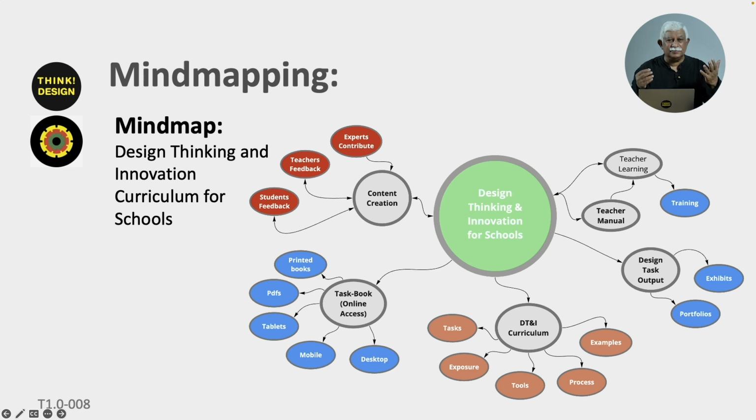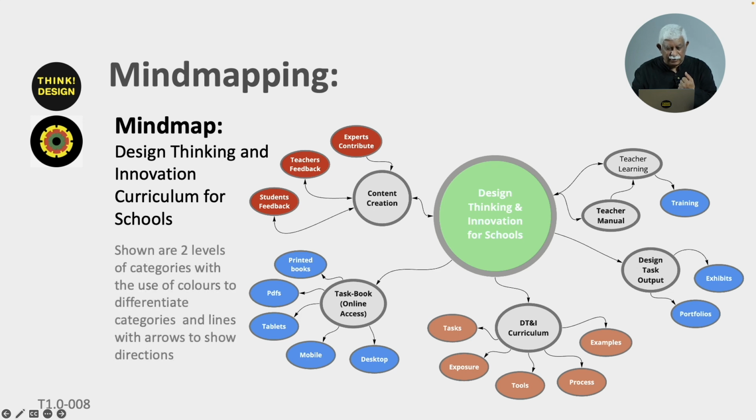Let's look at another one. This is trying to build the design thinking and innovation curriculum for schools. If you look at it, it has content creation, first level, task book for online access. That's the textbook they have. And these are the components of the design thinking curriculum. And the last one is how the teacher and the task output happens. So at the first level you have this, and at the second level you have these branches, and color differentiation to show different categories. So this is the design thinking and innovation curriculum for schools.